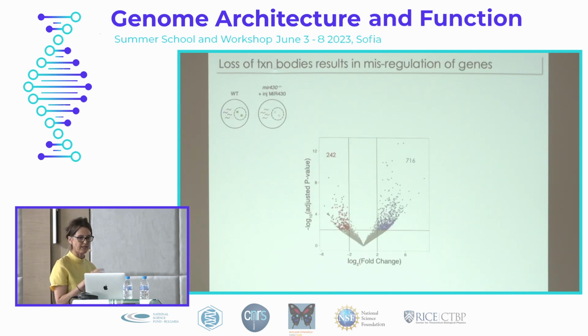Using this technique, we found that actually there's a lot of genes that are misregulated. There's a lot of genes that are downregulated in the mutant, and there's even more genes that are upregulated. And that's cool, because that suggests that these transcription bodies have an important role in gene expression regulation beyond the locus on which they are seated.